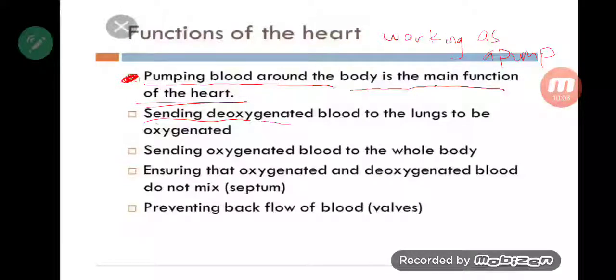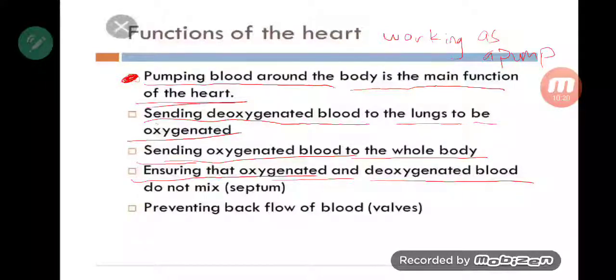Sending deoxygenated blood to the lung to be oxygenated, and sending oxygenated blood to the whole body. It ensures that the oxygenated and deoxygenated blood do not mix, and prevents backflow of the blood.